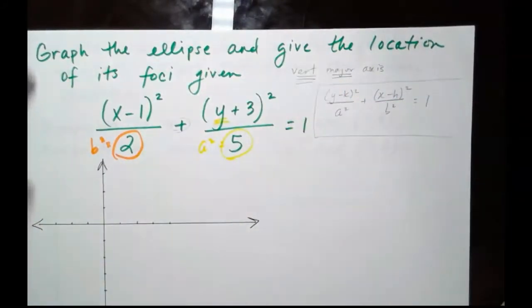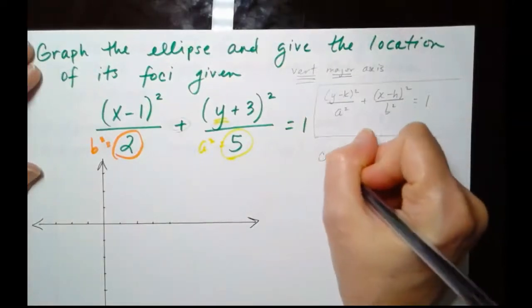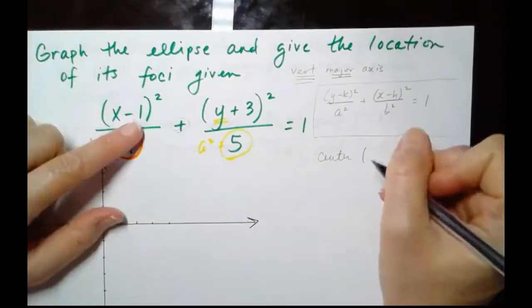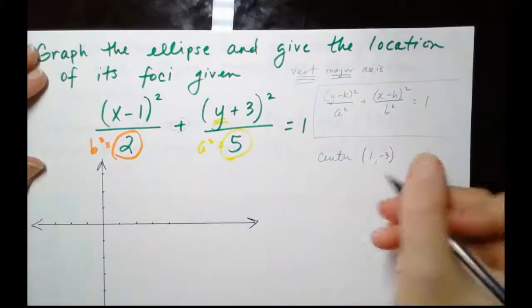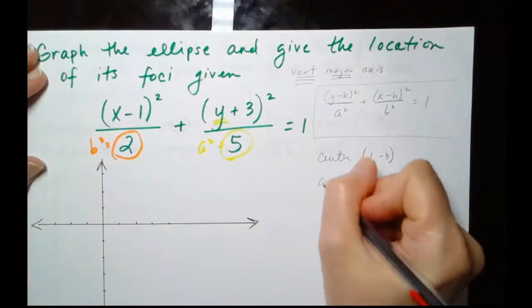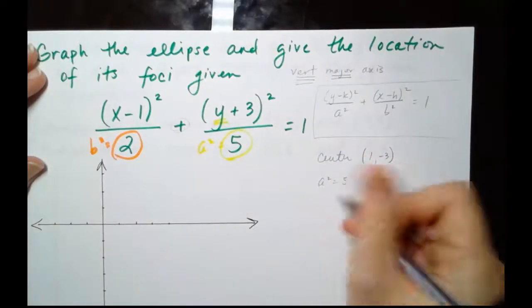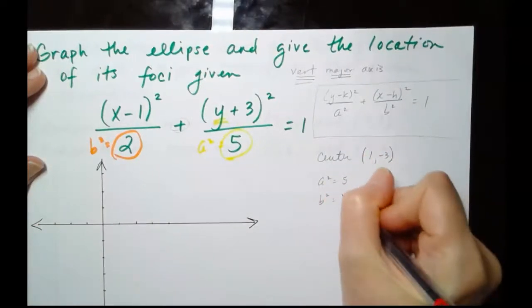So let's write down what we know so far. So we know our center point is at (1, -3). We know that a squared is 5, b squared is 2.